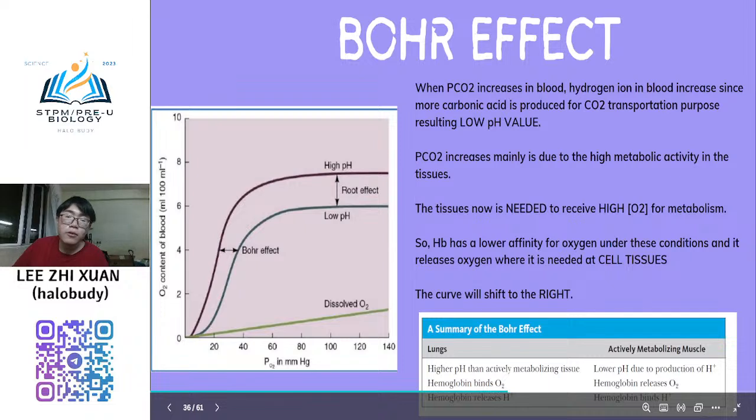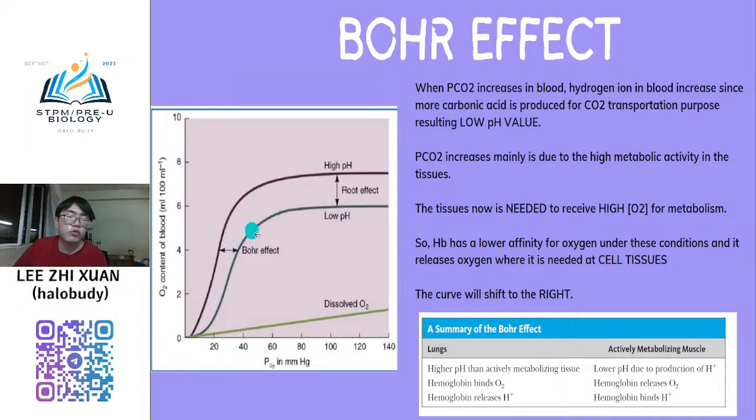Okay, any questions? The most important thing about the Bohr effect is the shift to the right-hand side. The curve is shifted to the right-hand side, and then the affinity for oxygen is decreasing, meaning it will release a lot of oxygen to the tissue cells. Why is it like this? Because carbon dioxide in your blood is increasing and the pH value is decreased.